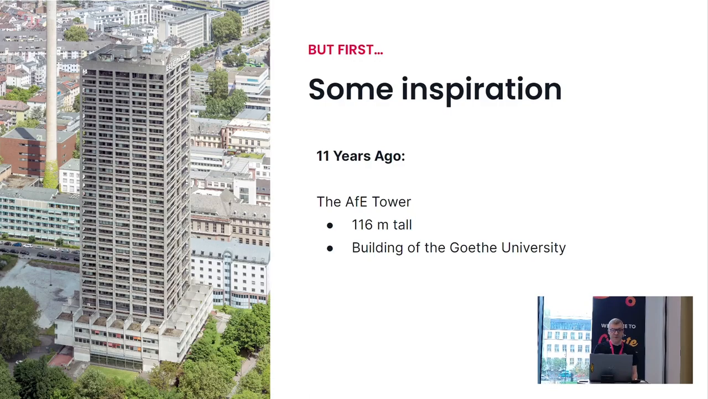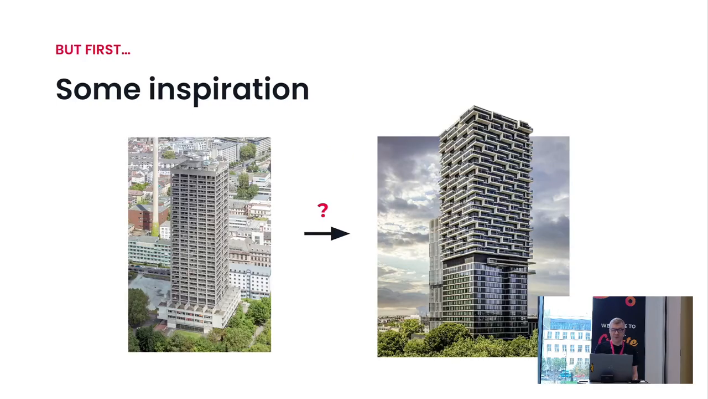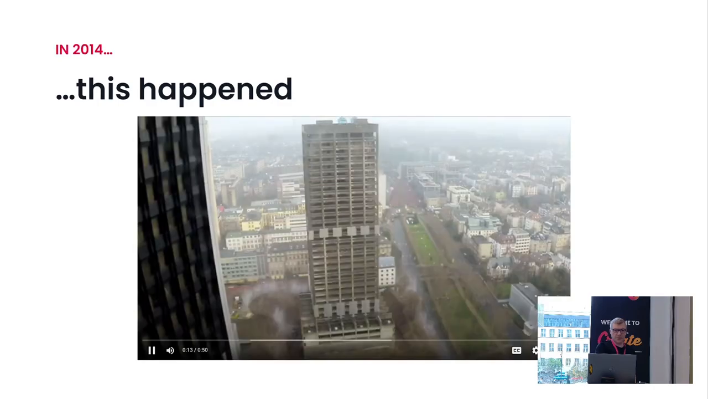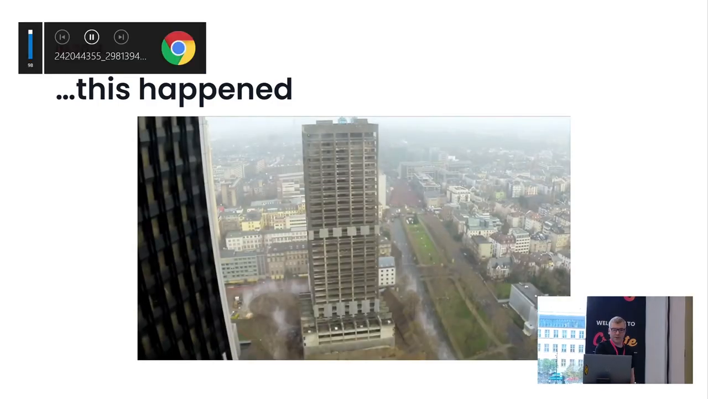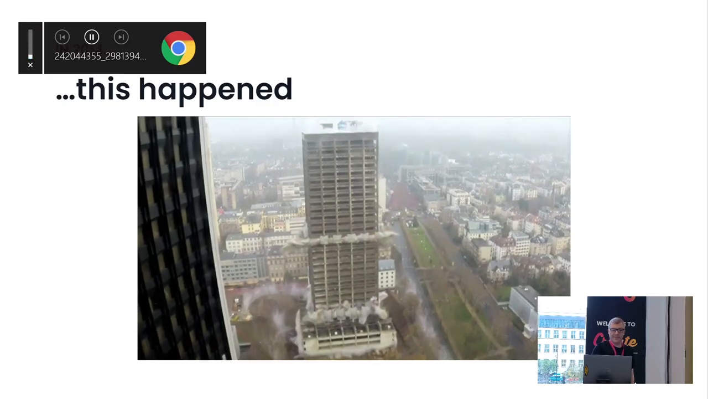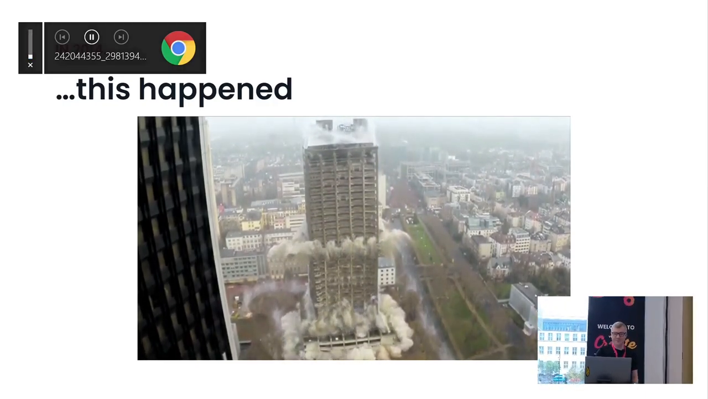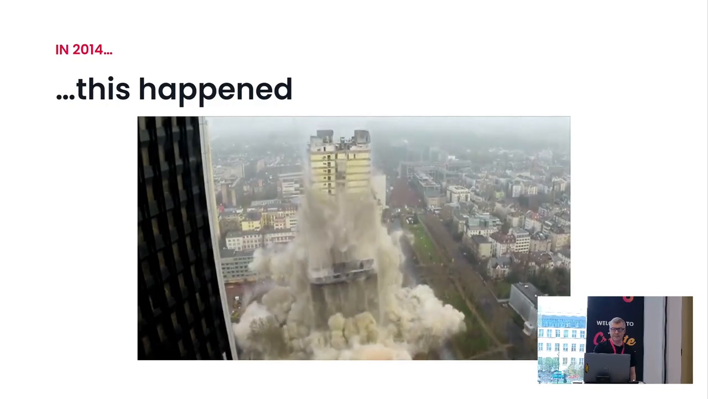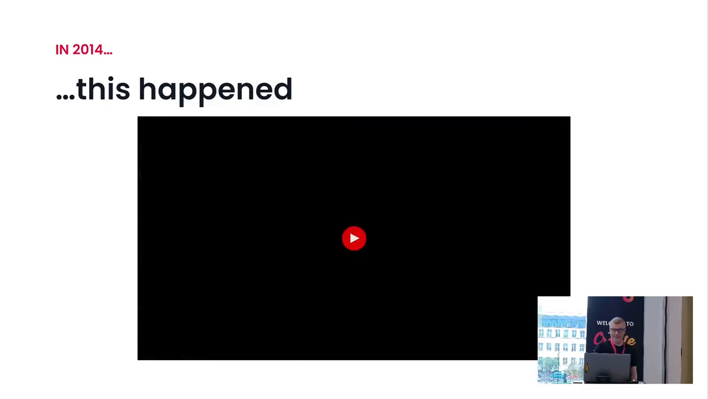And this building looks very different from the building that we're in today. So the question is, how did we get from the 116-meter tall AFE tower to the 145-meter tall 140 West? How did that happen? Well, in February 2014, this happened. 3, 2, 1. There we go. And it's gone. There goes the AFE tower.